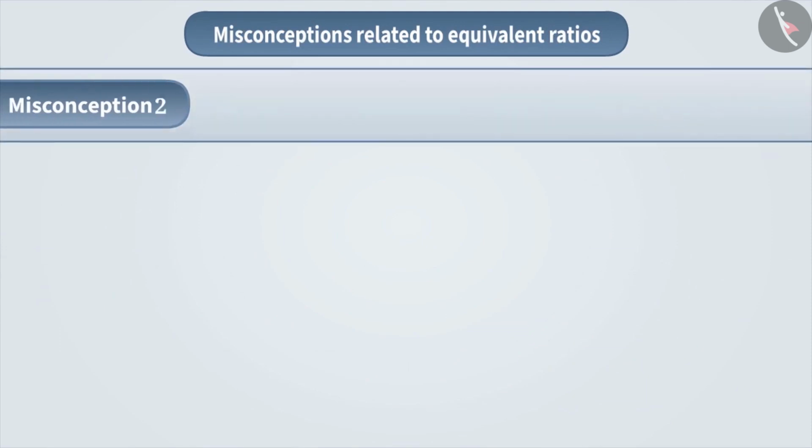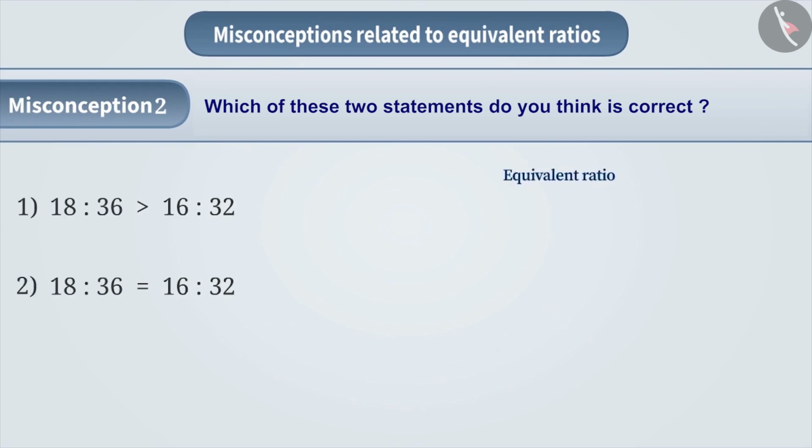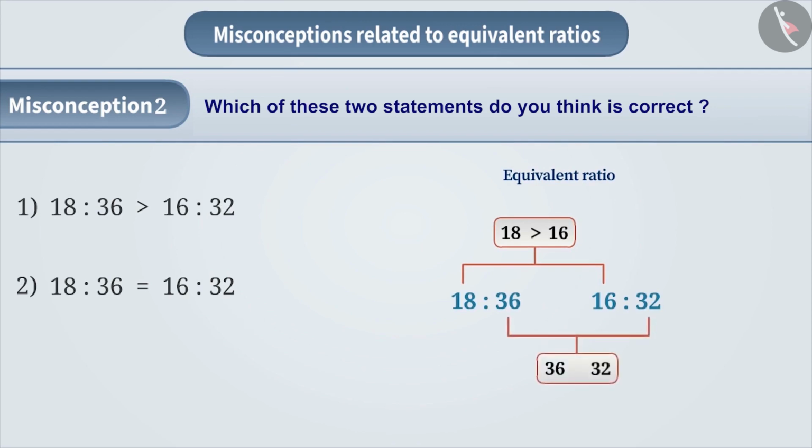Misconception 2. Which of these two statements do you think is correct? 18:36 is greater than 16:32, or 18:36 is equal to 16:32. It is wrong to think that since 18 is greater than 16 and 36 is greater than 32, 18:36 is greater than 16:32. Comparing two ratios in this way is incorrect. Hence, option 1 is incorrect.